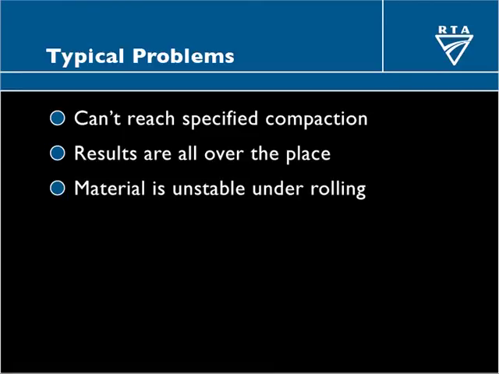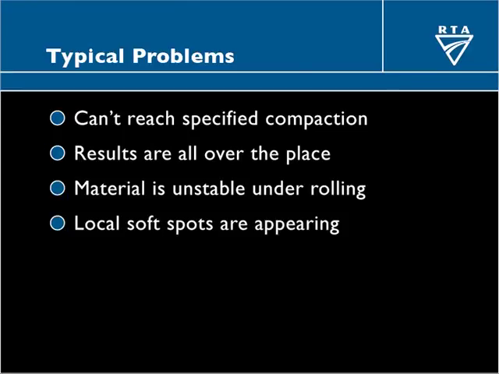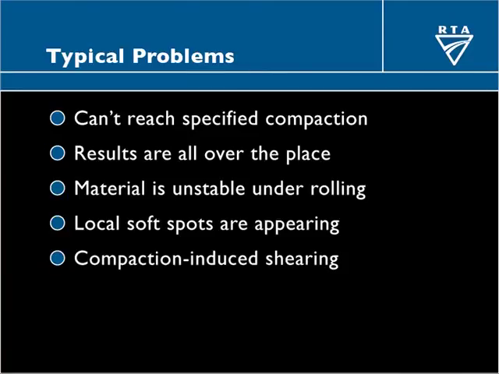The material may be unstable under rolling. Common if it gets too wet. Local soft spots are appearing. Again, can be common if it's not uniform. Starting to see compaction-induced shearing. People may call a flake. Results from material being over-compacted in one part of the layer and under-compacted elsewhere. We'll look at that again a bit further on as well.